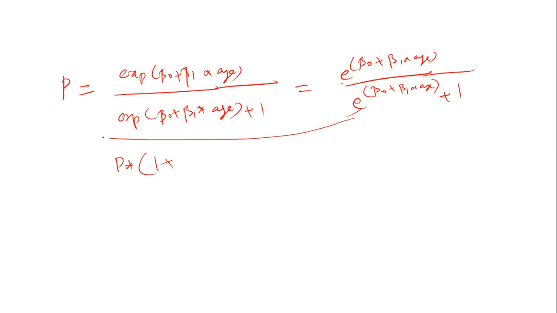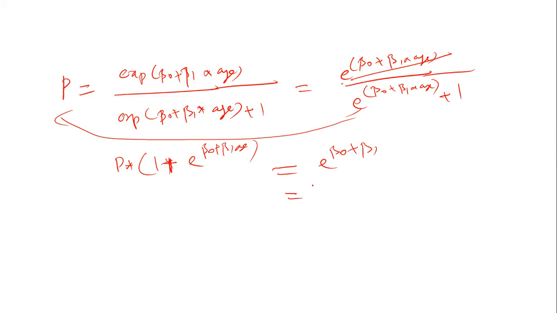If you take this to the left side, what will happen? The denominator will become a multiplication, right? 1 plus e to the power beta naught plus beta 1 into h, right? So on the right side, only this will remain, isn't it? e to the power beta naught plus beta 1, right? Beta 1, okay.